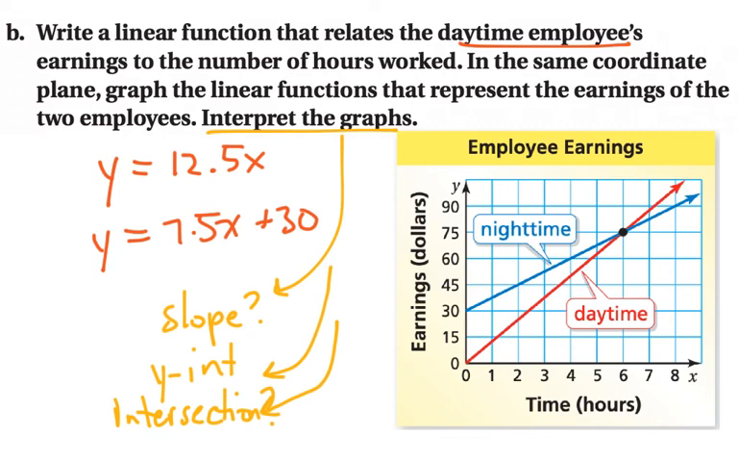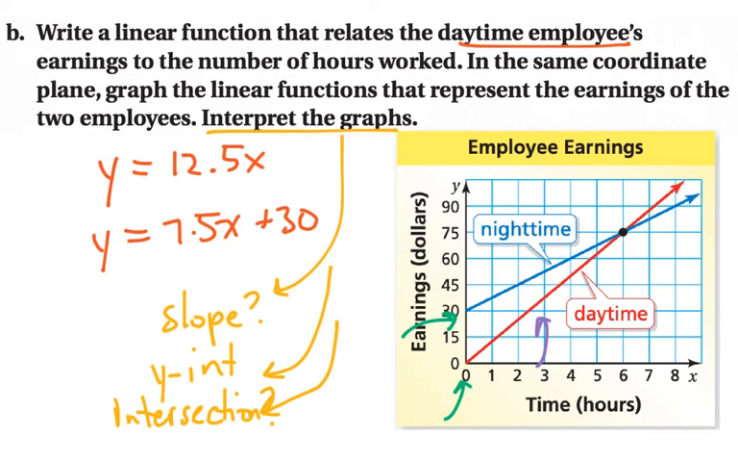Well, the daytime employee obviously has a steeper slope. Their line is a bit steeper. So what do we know then about the daytime employee? Well, we could say that the daytime employee has a higher hourly wage than the nighttime employee. Next, we look at those y-intercepts, and we can see clearly that the nighttime employee has a higher y-intercept, which means we could say that the nighttime employee has a higher starting bonus or earnings than the daytime employee.